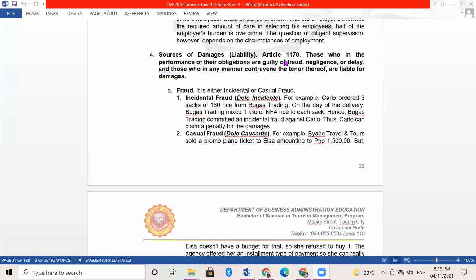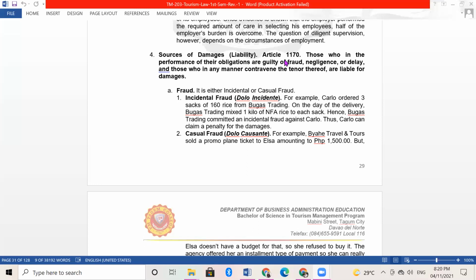Next are the different kinds of damages. A. Actual or compensatory damages. B. Moral damages. C. Nominal damages. D. Temperate or moderate damages. E. Liquidated damages. F. Exemplary or corrective damages.